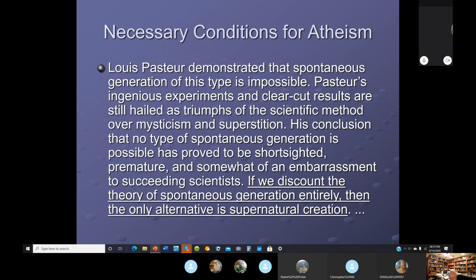Well, they saw frogs that had buried in the mud and they come out of the mud. So they reasoned that way. They were dead wrong, of course. It was just the frog was hibernating. His conclusion that no type of spontaneous generation is possible has proved to be short-sighted.